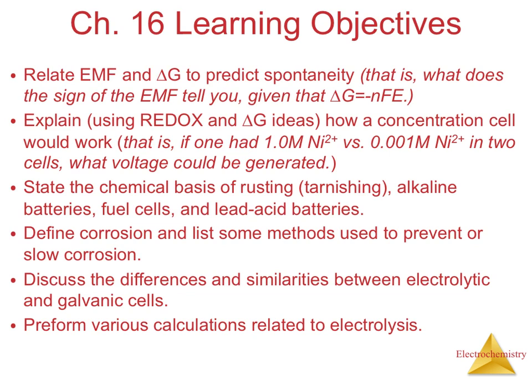By the time we're done with this, you should be able to explain how and why a concentration cell works, even though they've got the same anode and cathode, but they have different concentrations of ions in each solution. You ought to be able to understand why things rust or tarnish if it's not iron. And for that matter, how does an alkaline battery work?